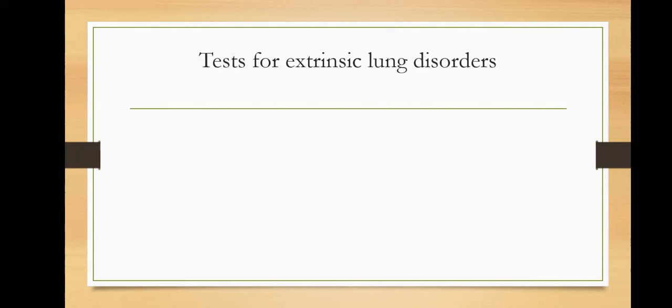So for extrinsic lung disorders, other tests depend on whether the extrinsic lung disorder is muscular or non-muscular. For non-muscular diseases of the chest wall, severe kyphoscoliosis produces a restrictive pattern, so the total lung capacity is reduced, and there is a relative preservation of the residual volume. The vital capacity is reduced, and the residual volume to total lung capacity ratio is elevated.